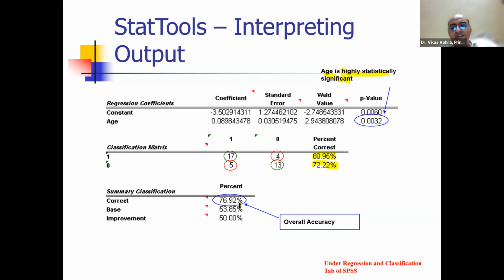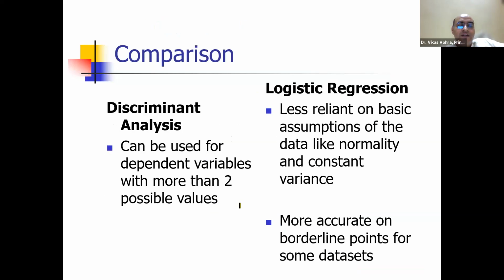If you want to do it under SAS, you have to go under the analysis tool and select regression and classification. And under classification, you can use discriminant analysis. So you will have under that option both discriminant analysis and logistic regression. There is a slight difference: for discriminant analysis, you can use a dependent variable with more than 2 possible outcomes. And logistic regression has some assumptions, it is more assumption dependent, and normality and constant variance should be there. Logistic regression is good when you want to have some borderline cases in your data.